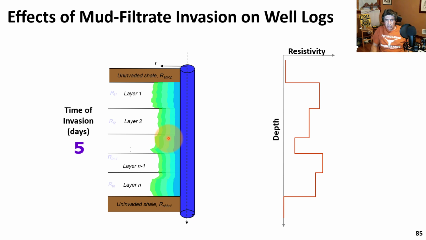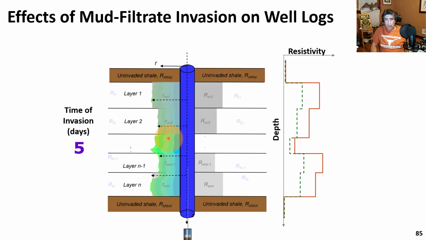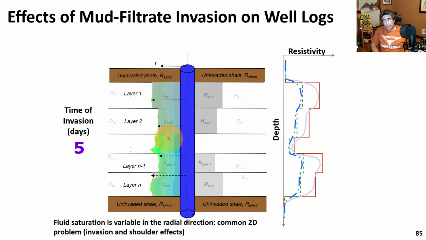But what we do is we send logging tools, such as the induction tool. It could be the lateral log tool. And these tools have different radial depths of investigation. So when that happens, we have logs that sense the near-borehole electrical resistivity, and we have logs that sense the deeper, virgin, non-invaded part of the rock.